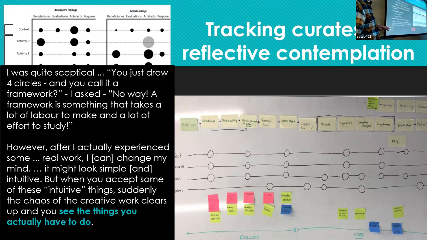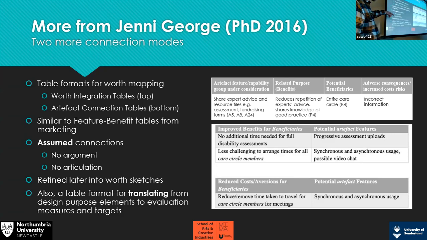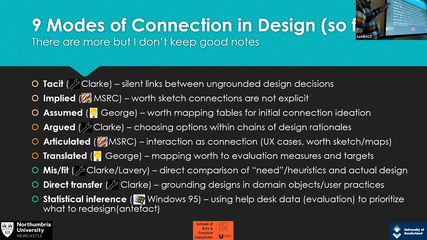I'm aware of time. This is just to get a couple more connections. And Jenny George actually skipped the diagrams and just went straight to tables. There's something in marketing called a feature benefit table that she was actually quite close to. And the key thing about these is they are just assumed. There's no argument, no articulation, but she did refine them later. She also translated from design purpose to evaluation measures as well. That was quite interesting. So wrapping up now, there are at least five modes of connection.